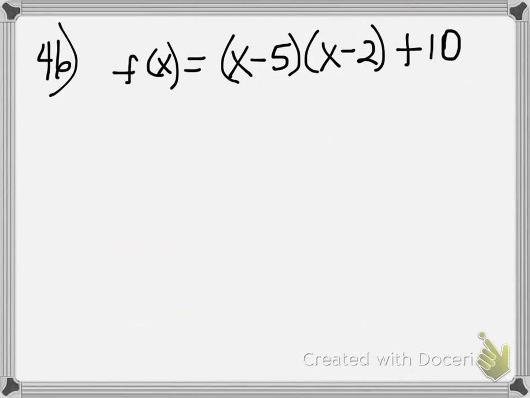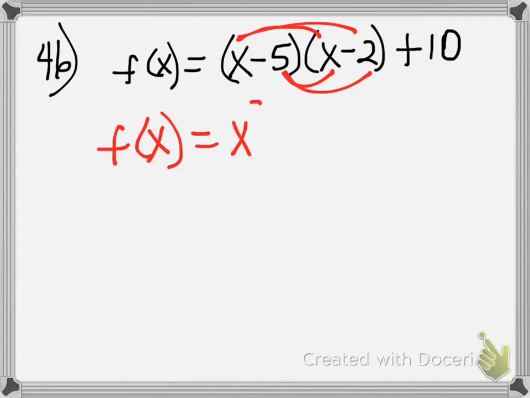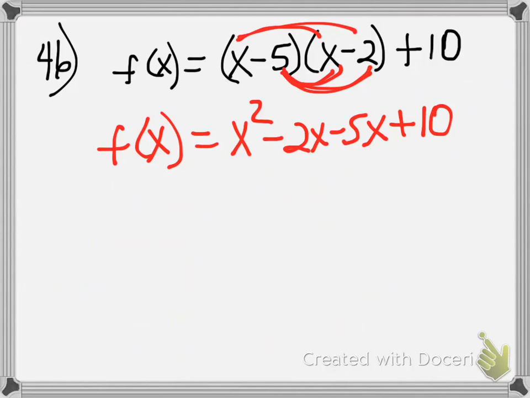Number 46 is the last one on this page. We're going to convert this to standard form. All that means is FOIL this out and combine your like terms. So x times x is x squared. X times negative 2 is negative 2x. Negative 5 times x is negative 5x. Negative 5 times negative 2 is plus 10. Then I have a plus 10 at the end.